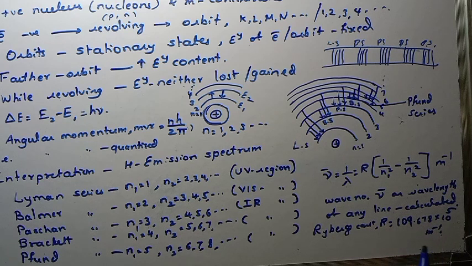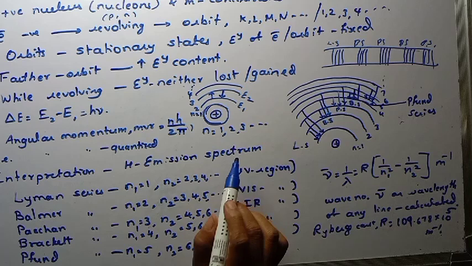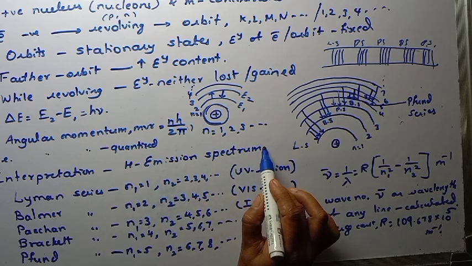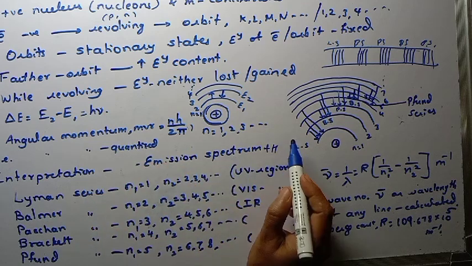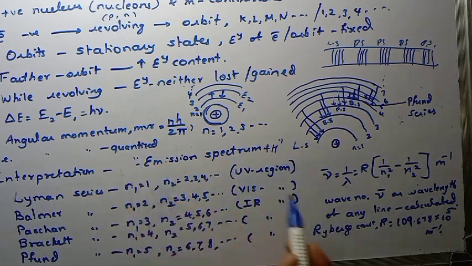So like this, it is the explanation regarding Bohr's atomic model and also the interpretation about the emission spectrum of hydrogen atom. So we can calculate the lambda of any of the emitted radiation. Okay, we'll continue in the next class. Thank you.